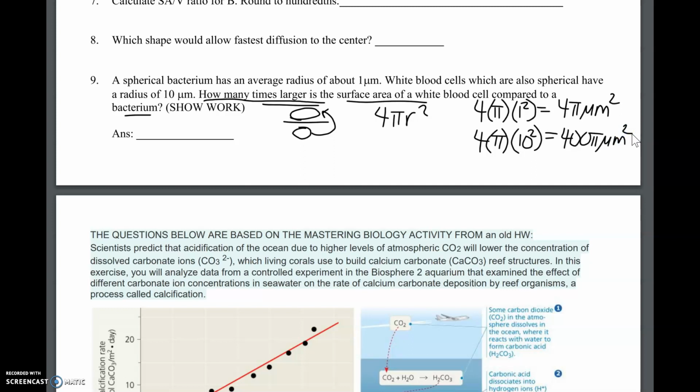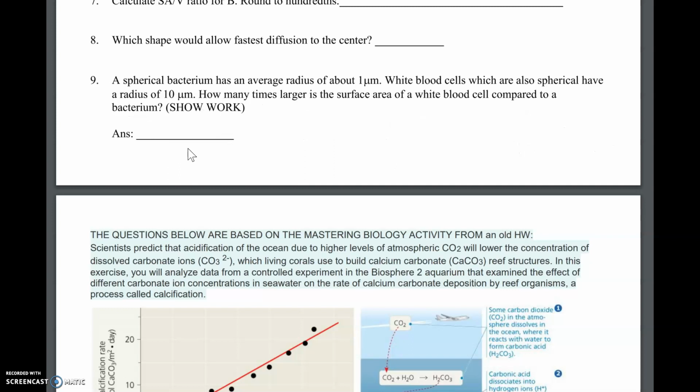Now, they want to know how many times larger. The reason I did not multiply out pi is because we're going to divide here. If we want to know how many times larger, so 400 pi over my smaller one, 4 pi, when I divide that out, pi is going to cancel. 4 goes into 400 100 times. So what we're saying is that the surface area of a white blood cell is 100 times larger than that of a bacterium. That's how you would solve any problem where they say how many times larger or how many times more. You're going to divide your bigger number by your smaller.